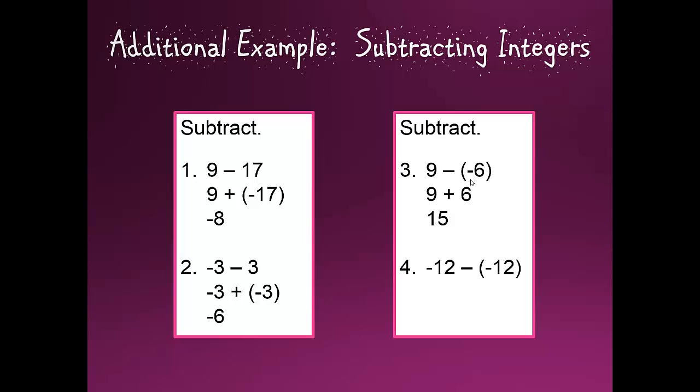And for number 4, I have negative 12 minus negative 12. Negative 12 will stay the same. I change my subtraction to addition, and then I want the opposite of negative 12, which is positive 12. So now I have negative 12 plus 12. Negative 12 and 12 are opposites, so my answer would be 0.